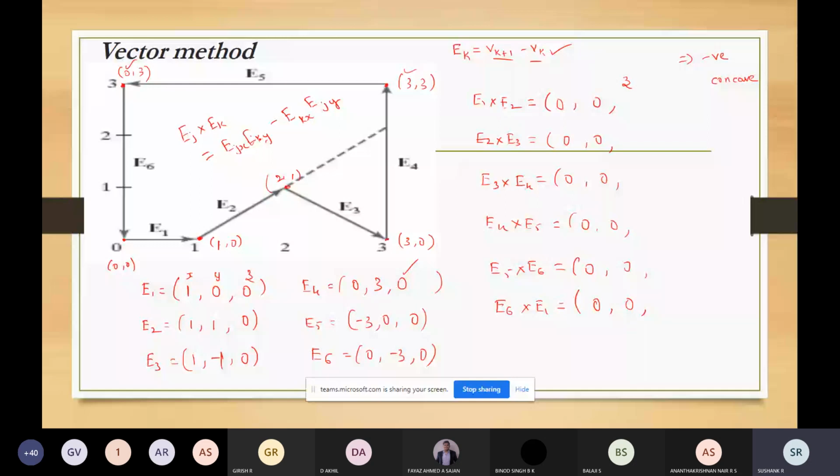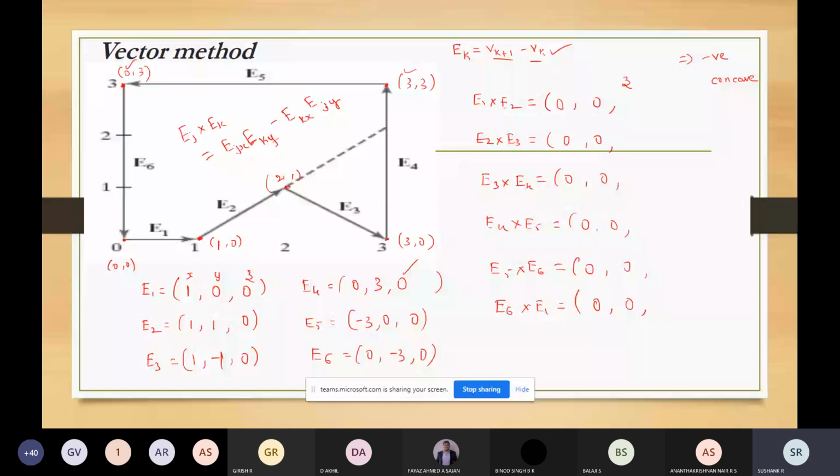So this is the formula, not x, the second one is y. So edge 1 cross edge 2 is equal to the x component of the first edge times the y component of the second edge, minus the x component of the second edge times the y component of the first edge. So x into y multiplication, minus x into y multiplication.